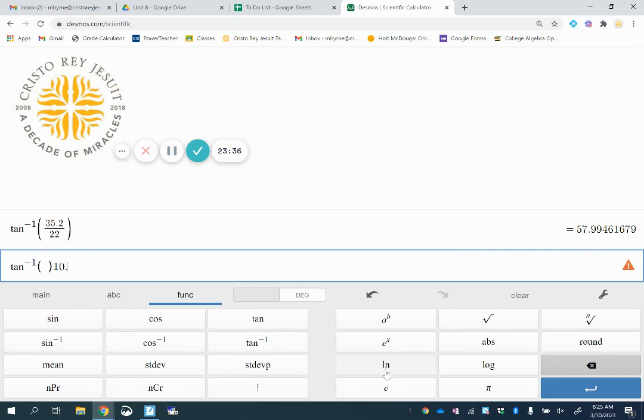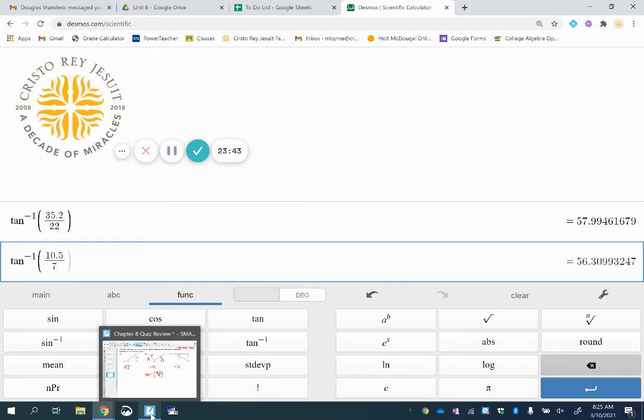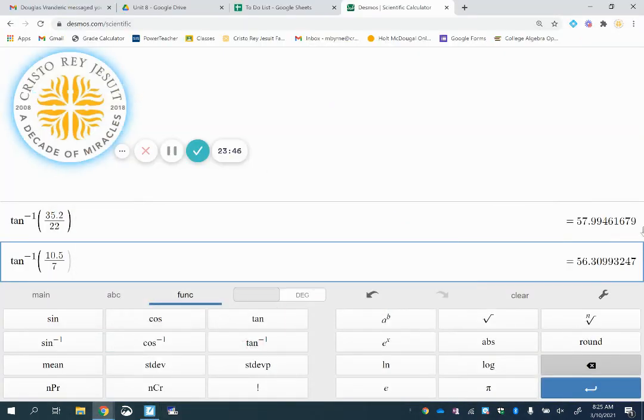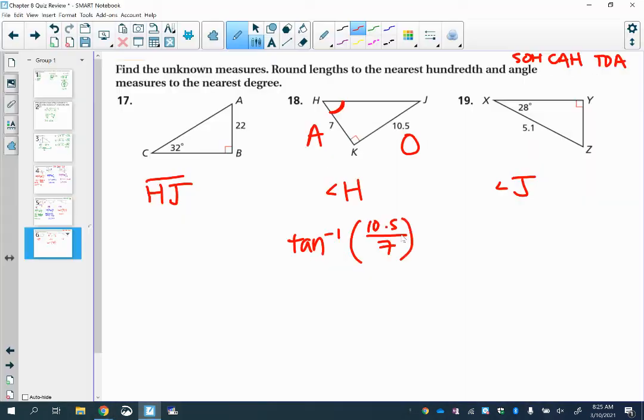Whoops. Make sure you're inside those parentheses. 10.5, and then I hit slash, and it makes it a division problem over 7. I think it was 7. Yes, 10.5 over 7. And that gives me 56.3 degrees. I'm actually just going to round that to 56 because it tells me to round the angles to the nearest degree. All right, so that's 56 degrees for angle H. So I'm going to put that right in there.